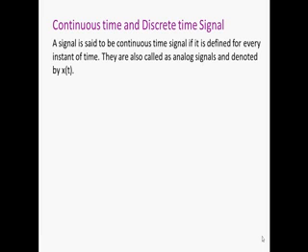Continuous time and discrete time signal. A signal is said to be a continuous time signal if it is defined for every instant of time. They are also called analog signals and denoted by x of t. Here t stands for continuous time, which is defined for every instant of time. Example: this is a signal where for every instant of time the signal is defined.